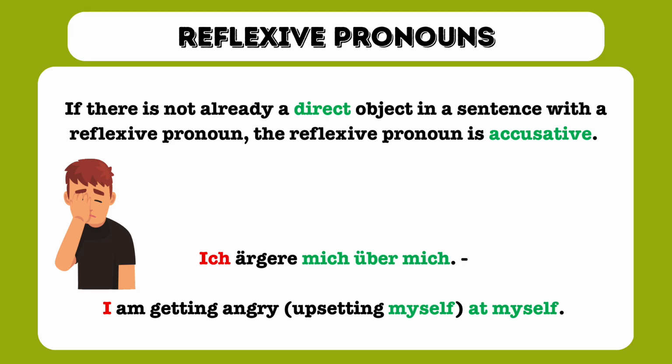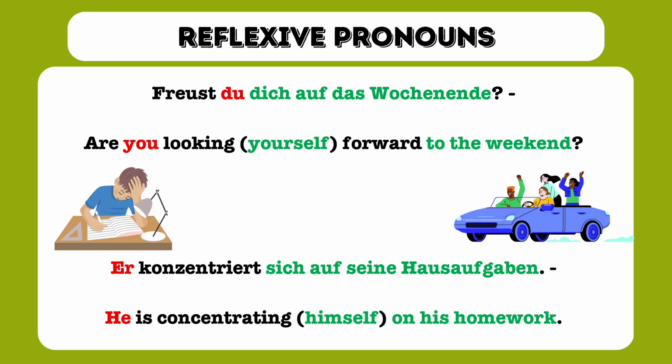Mich in the first one here just tells us who is being upset by the ich in the sentence. So it's basically, I am upsetting someone. The someone that is being upset is also me. And so I say, ich ärgere mich. I upset myself. Ich ärgere mich über mich. I upset myself about myself. Freust du dich auf das Wochenende? Are you looking forward to the weekend? This one's a bit tricky because in English we would never say, are you looking yourself forward to the weekend? But in German, when we say to look forward to something, we have to use a reflexive pronoun.